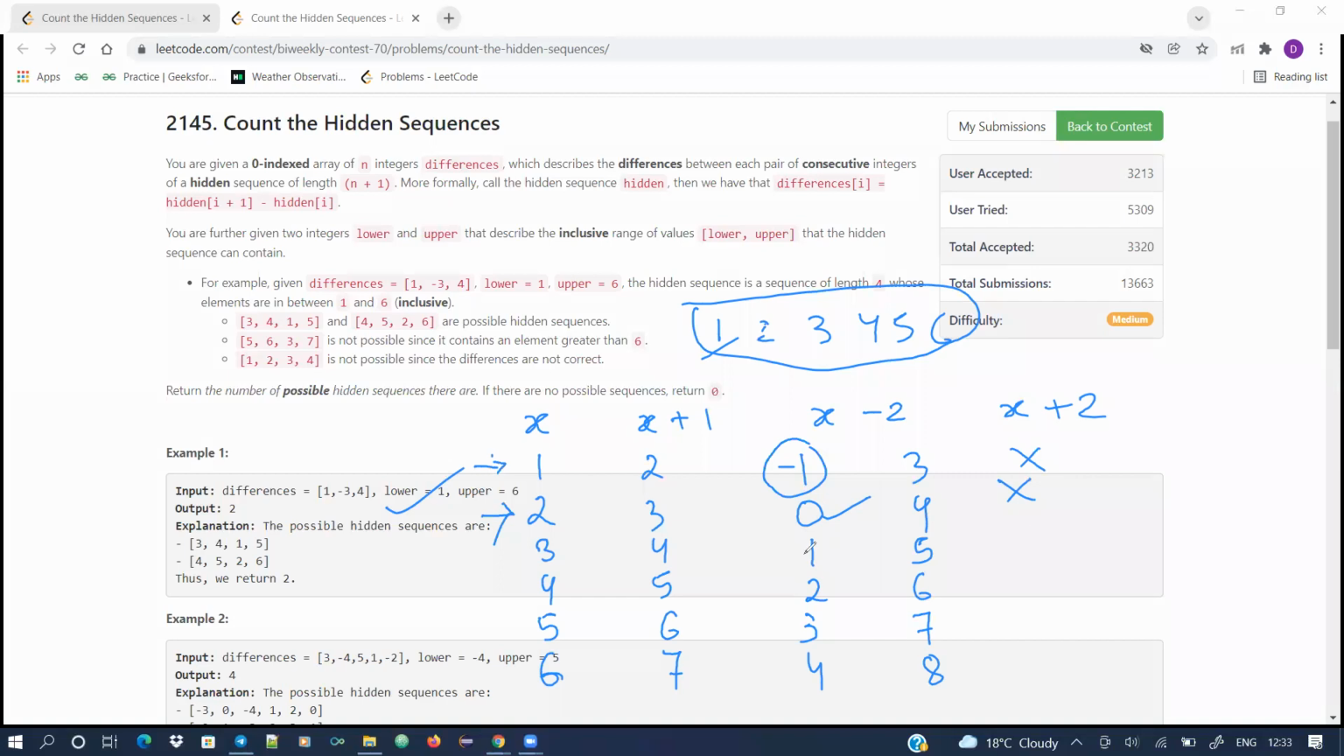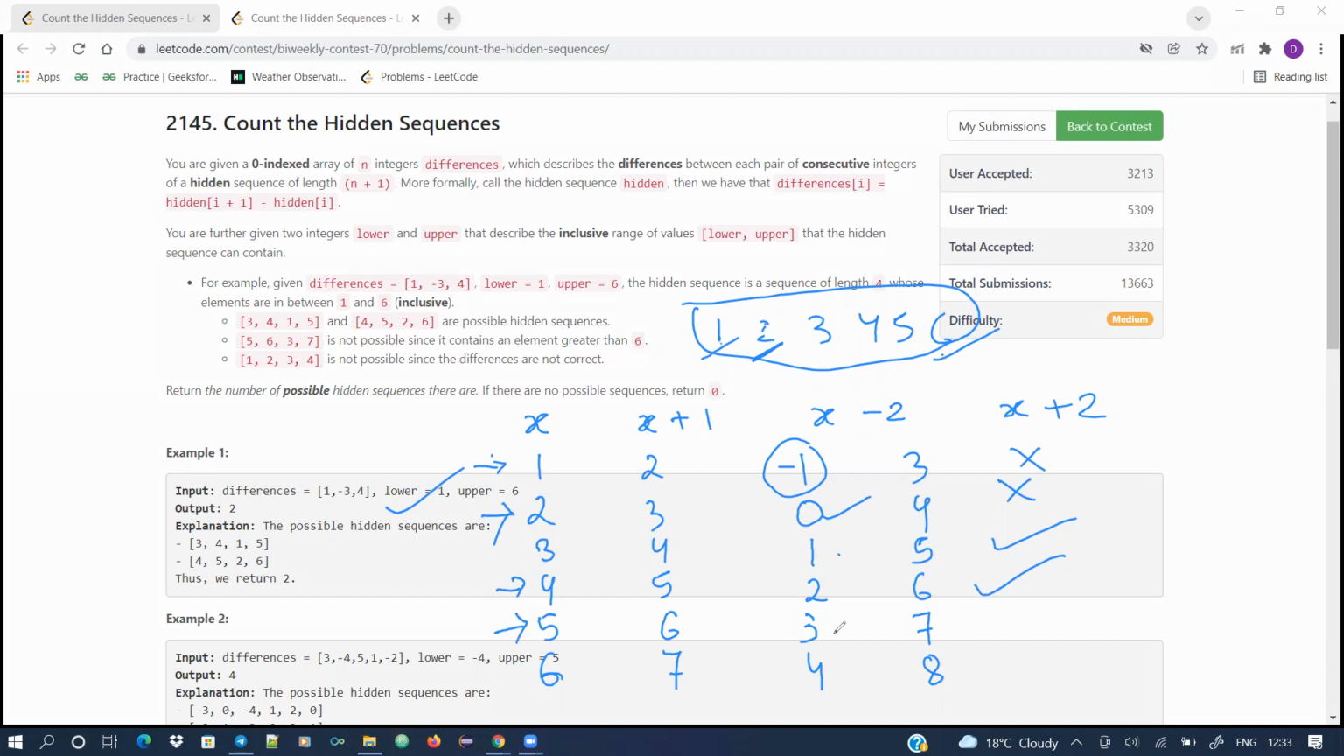Now for the third sequence which we are getting, the minimum value is 1 and our range is also starting from 1. Therefore, yes, minimum is all right. Maximum is 5 and range is still 6. Therefore, this is correct. Again, for the fourth sequence, minimum value is 2. It falls in our range and maximum is 6. 6 also falls in our range. Therefore, this is also the correct solution.